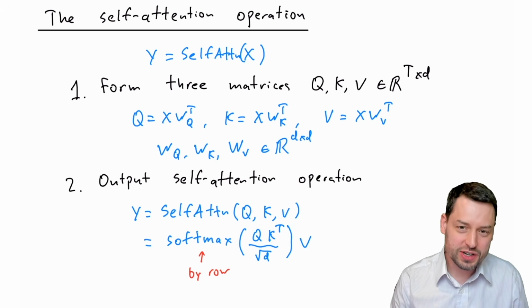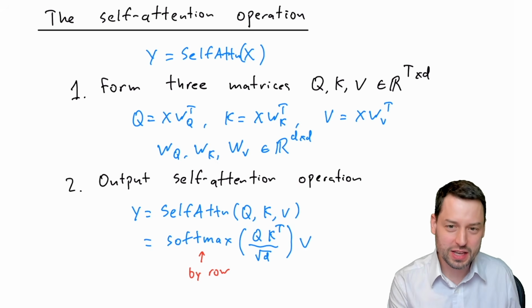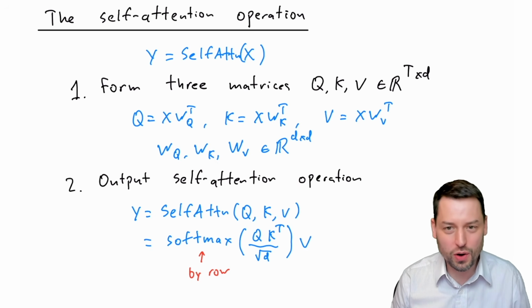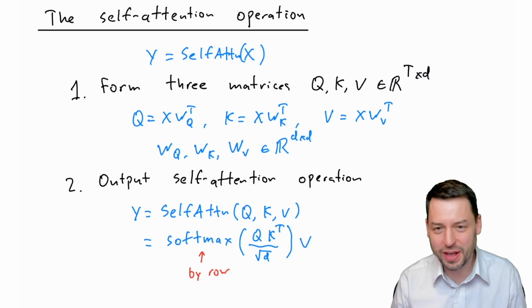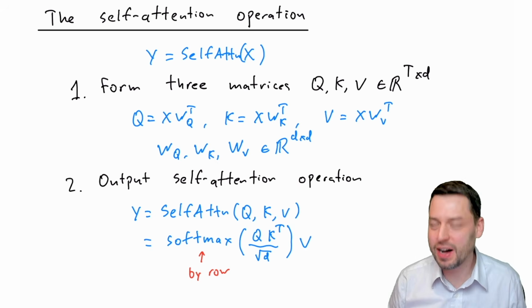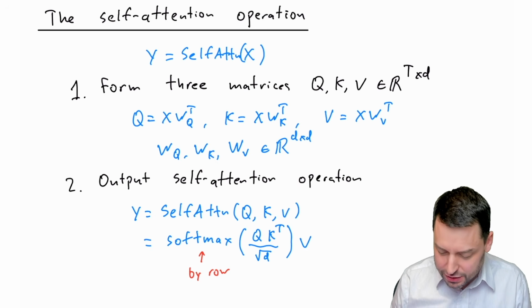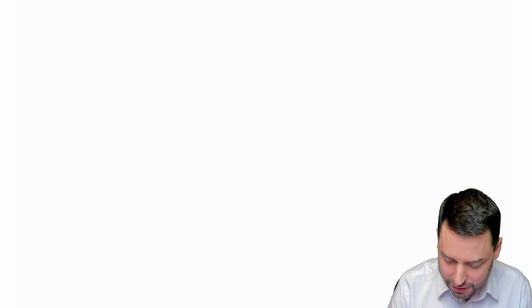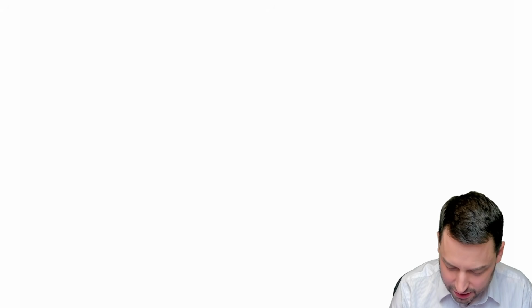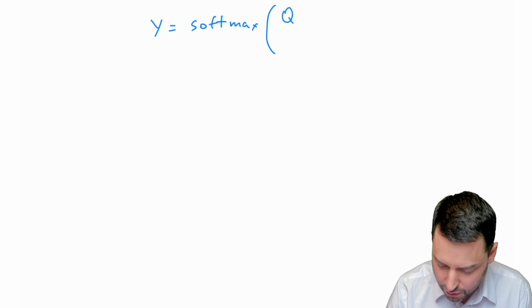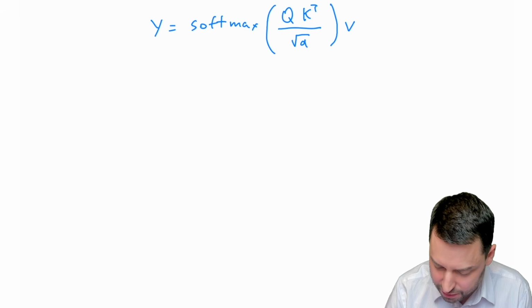Let's look into this operation a little bit more, and then we'll also give a quick implementation of this, because it's obviously a very central operation to all of modern AI. And so it's worth spending a little bit of time on the actual details of what this operation does. So let me go ahead and rewrite this operation here. Let me write the operation y equals softmax of Q, K transpose divided by square root D times V.